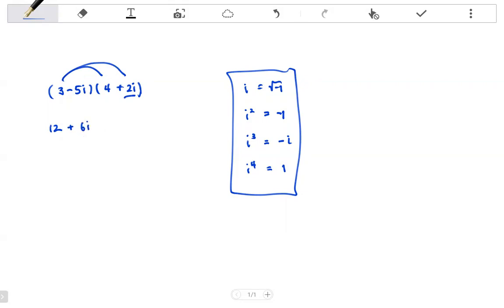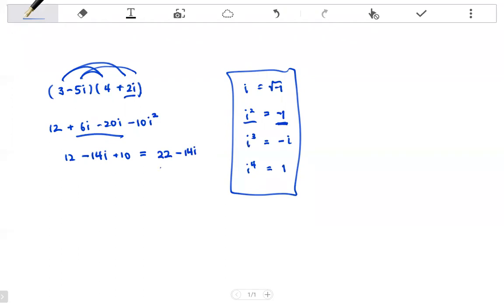Treat i like a variable. And inside is going to be negative 5i times 4, or negative 20i. And last is going to be negative 5i times 2i, which is going to be negative 10i squared. So 12, this middle part simplifies into negative 14i. And negative 10i squared simplifies to, remember i squared is negative 1, so it simplifies to positive 10, just positive, no i. And we can simplify the whole thing to 22 minus 14i.